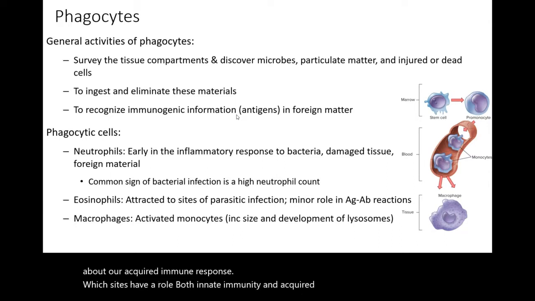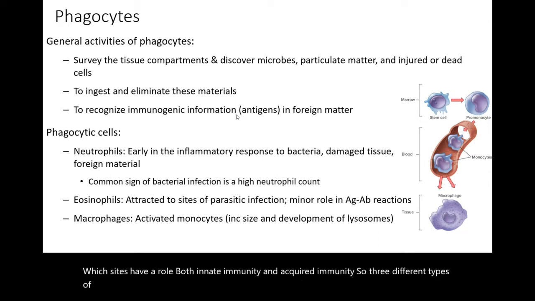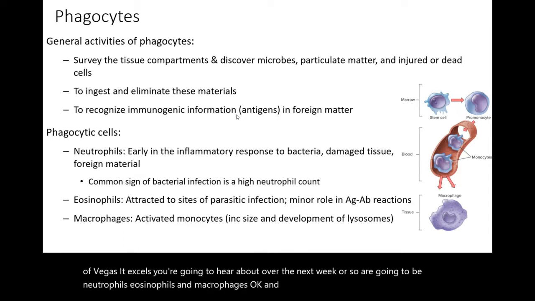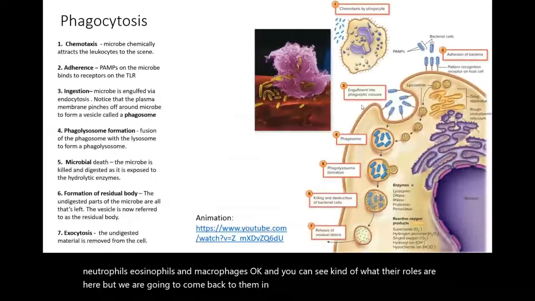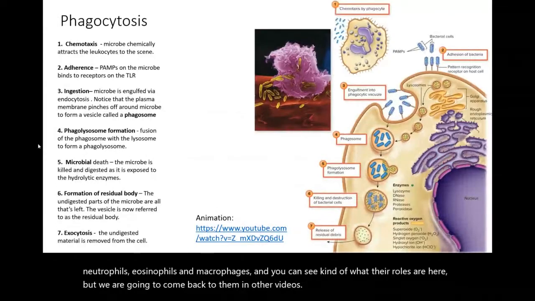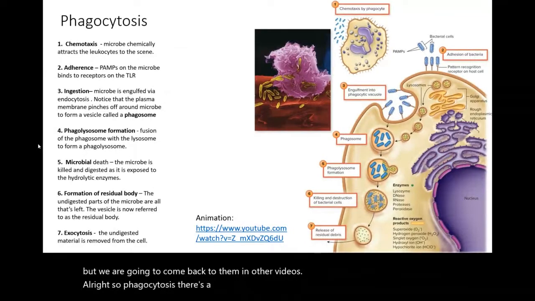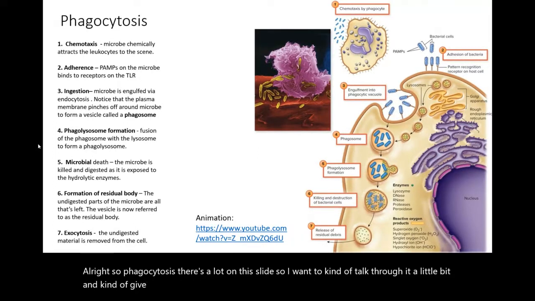Okay, so 3 different types of phagocytic cells you're going to hear about over the next week or so are going to be neutrophils, eosinophils, and macrophages. Okay, and you can see kind of what their roles are here, but we are going to come back to them in other videos. All right, so phagocytosis, there's a lot on this slide, so I want to talk through it a little bit and give some extra detail.